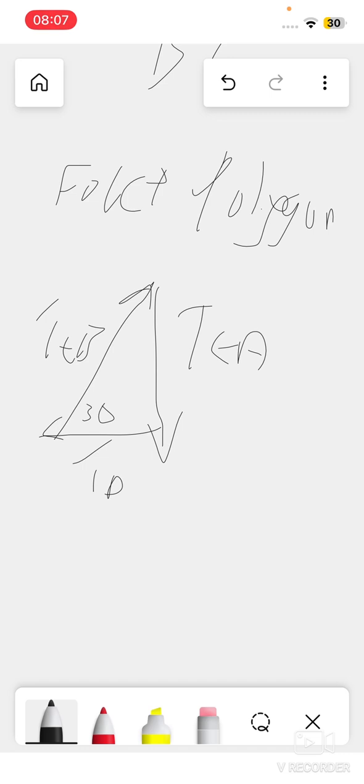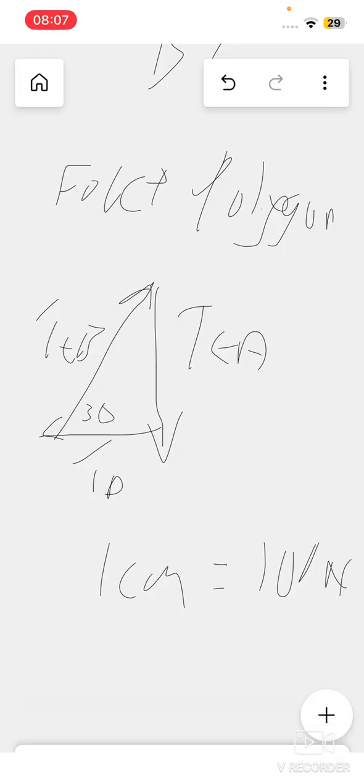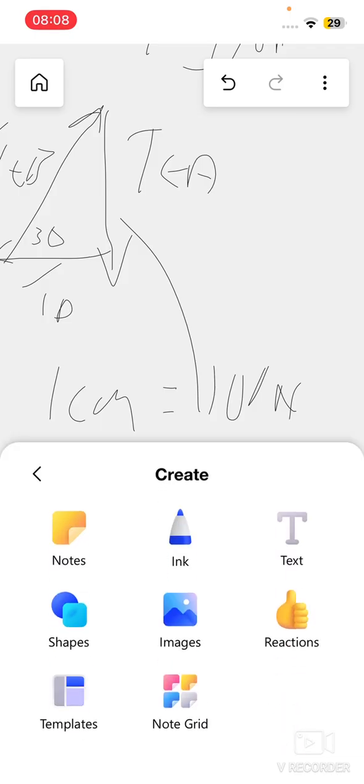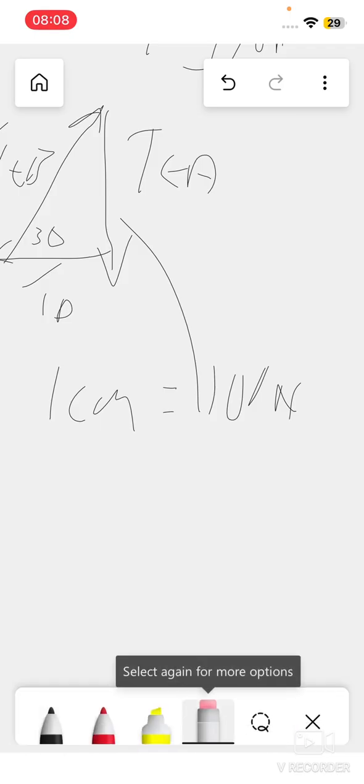Your scale is going to be 1 centimeter equal to 100 Newton. That is that, guys. I hope you understood and everything is clear. If you have another problem, we're going to do it together. I thank you, guys.